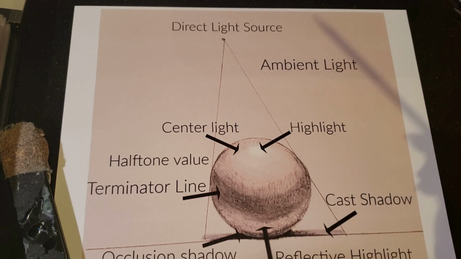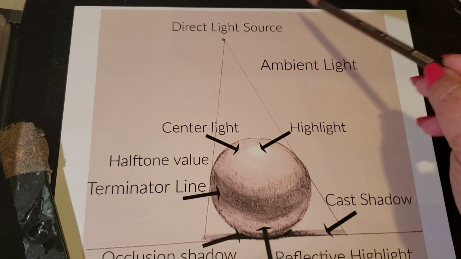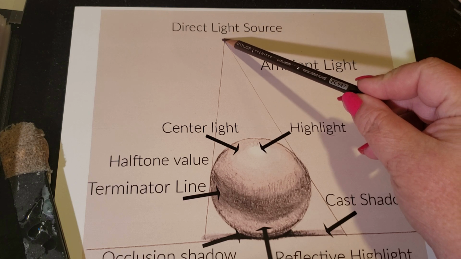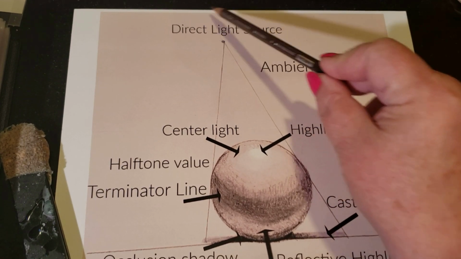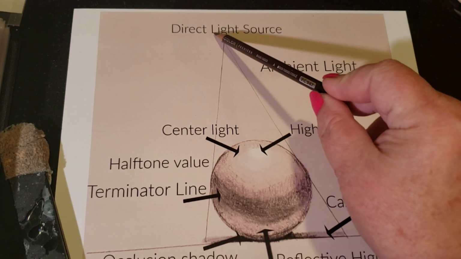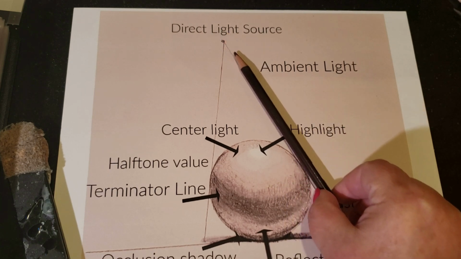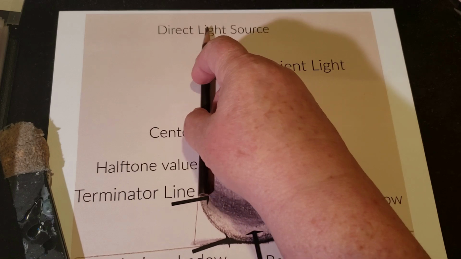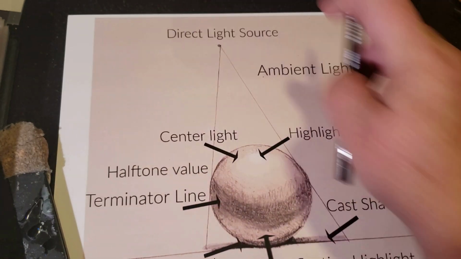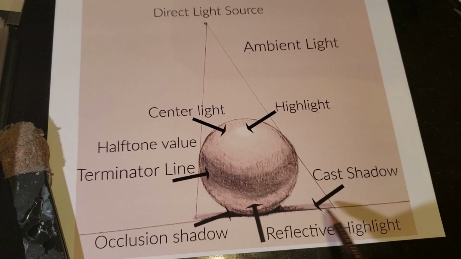Now here's a trick. People don't know how big to make a shadow. You put your pencil on the direct light source, any direction that's coming, and just kind of eyeball a line going down. And there you will have your cast shadow size. That's just a little trick.